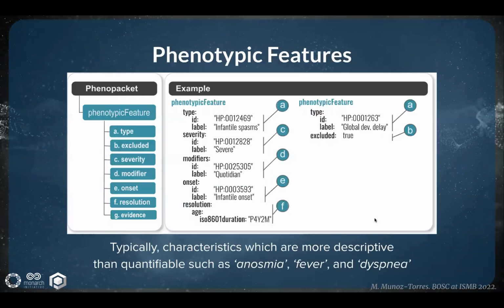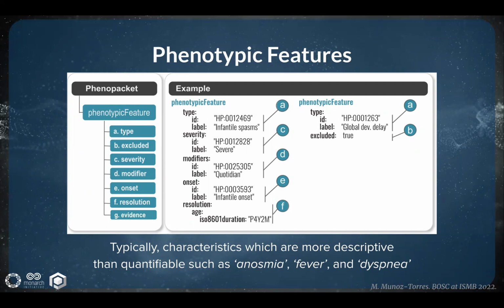We also have the phenotypic features in a Phenopacket. These are typically characteristics which are more descriptive than quantifiable, such as the loss of sense of smell, anosmia, fever, or the difficulty to breathe. A Phenopacket can contain information about an arbitrary number of phenotypic features that are observed in a single individual, each one encoded using the phenotypic feature element.